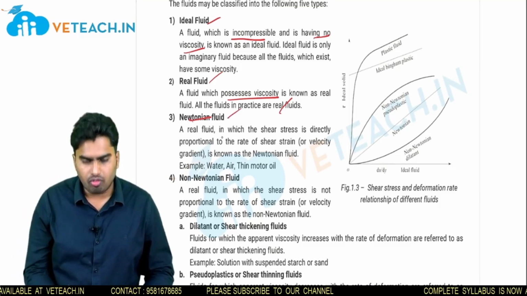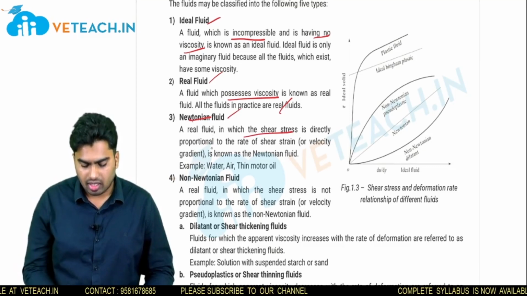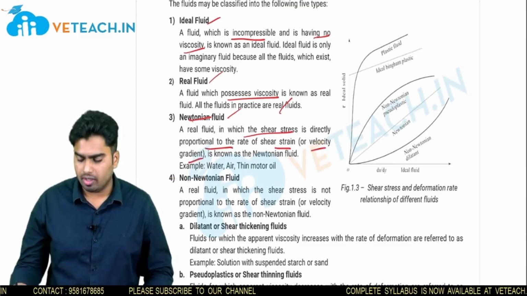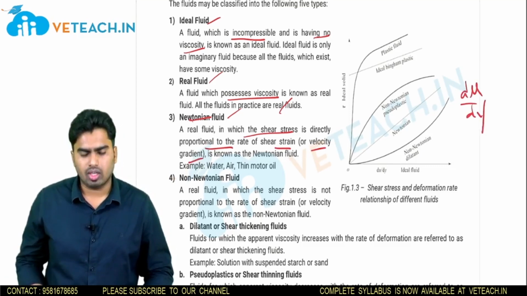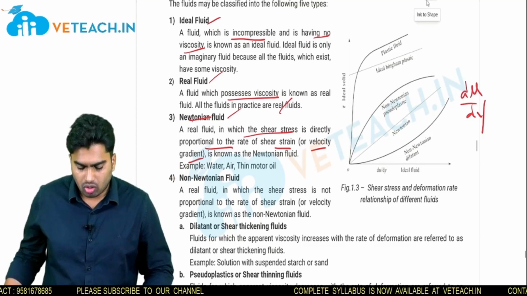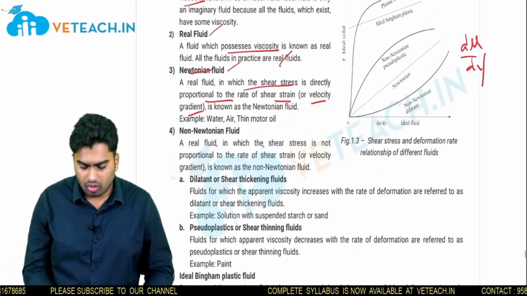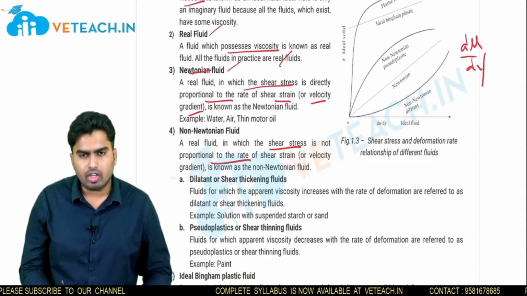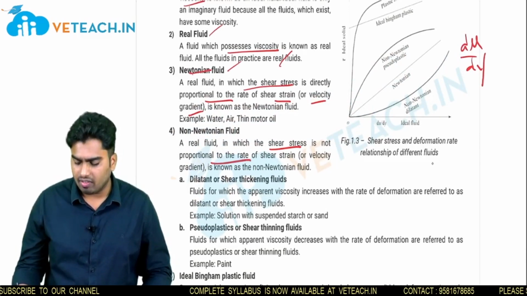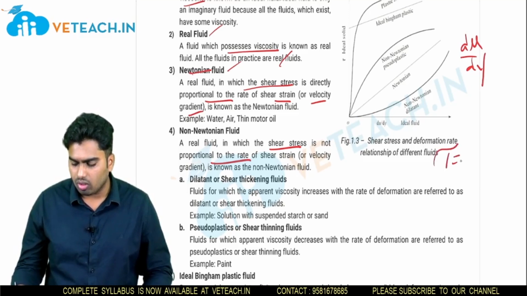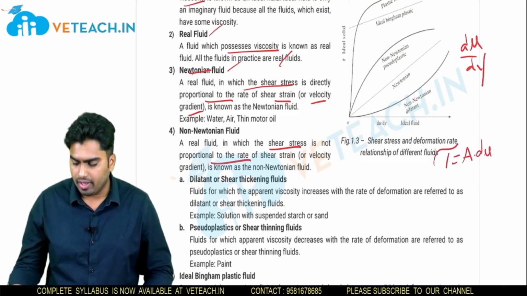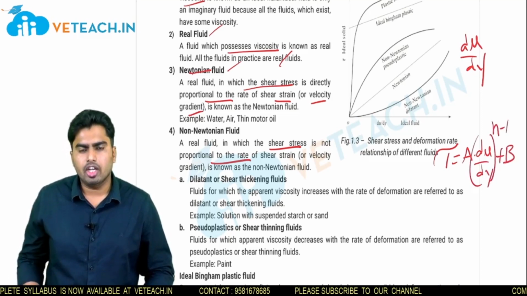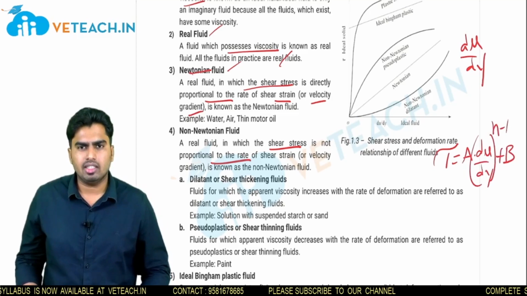Let us see, it is a real fluid in which the shear stress is directly proportional to the rate of shear strain, or velocity gradient. Velocity gradient means du by dy. Next, non-Newtonian fluid. Here the shear stress is not proportional to the rate of shear strain. Then how will it be? For non-Newtonian fluids, the shear stress varies like this: tau is equal to A into (du by dy) power n, plus B. This is the equation for non-Newtonian fluids. Let us see it in detail.